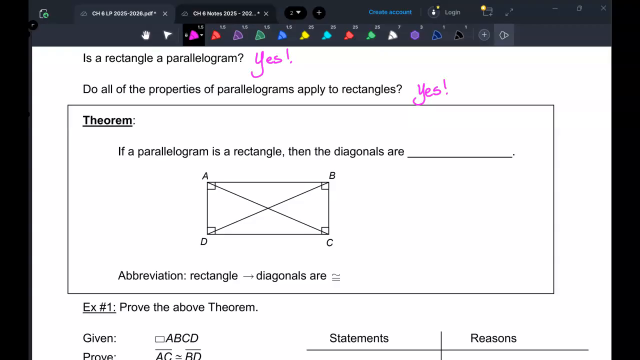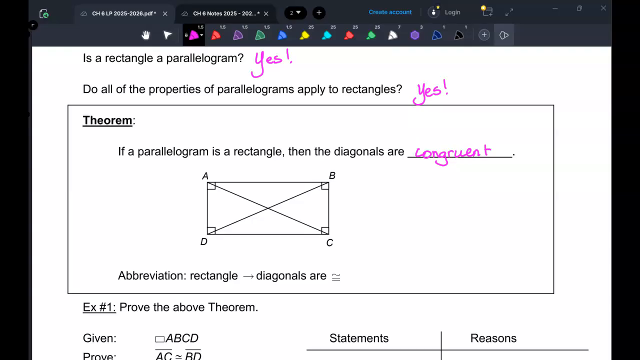Let's look at our first theorem. So if we have a parallelogram that is a rectangle, what do we think the diagonals are going to be? What do you think? They're definitely bisecting, but one additional piece. Simon? They are congruent.